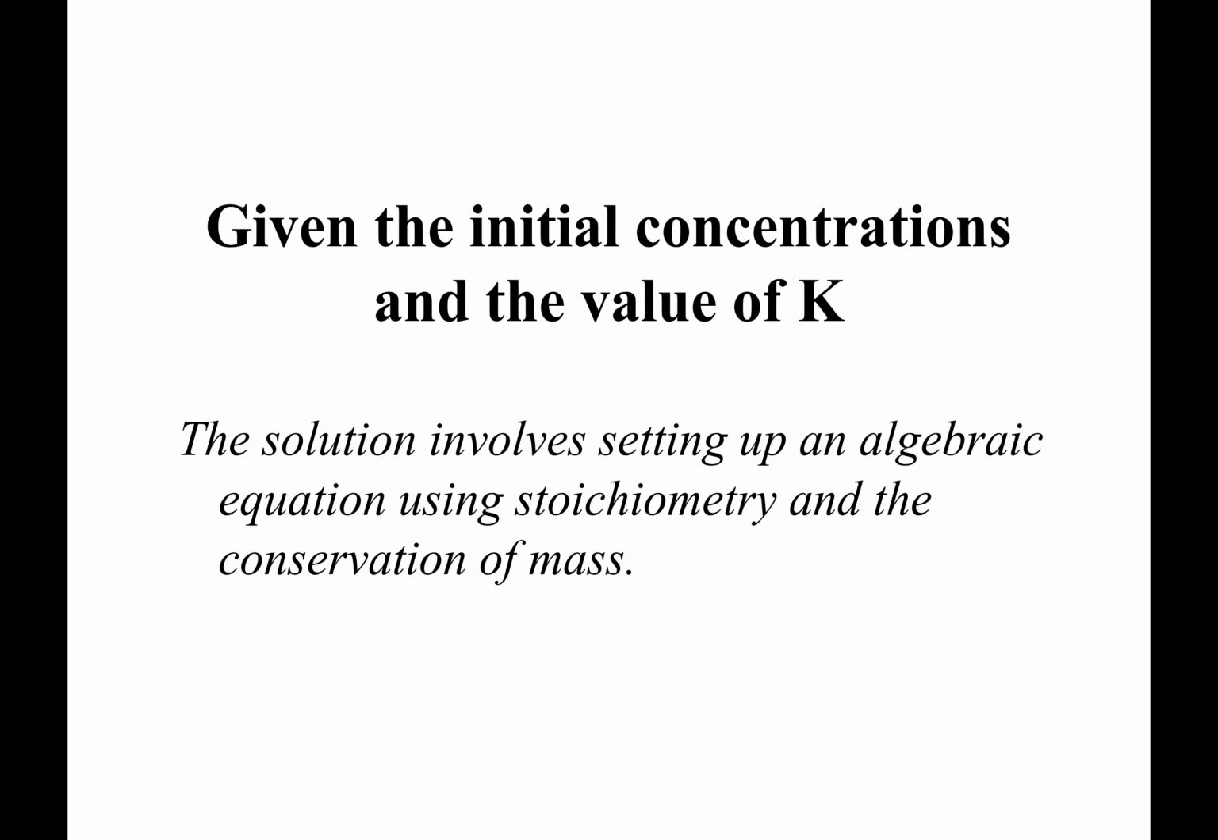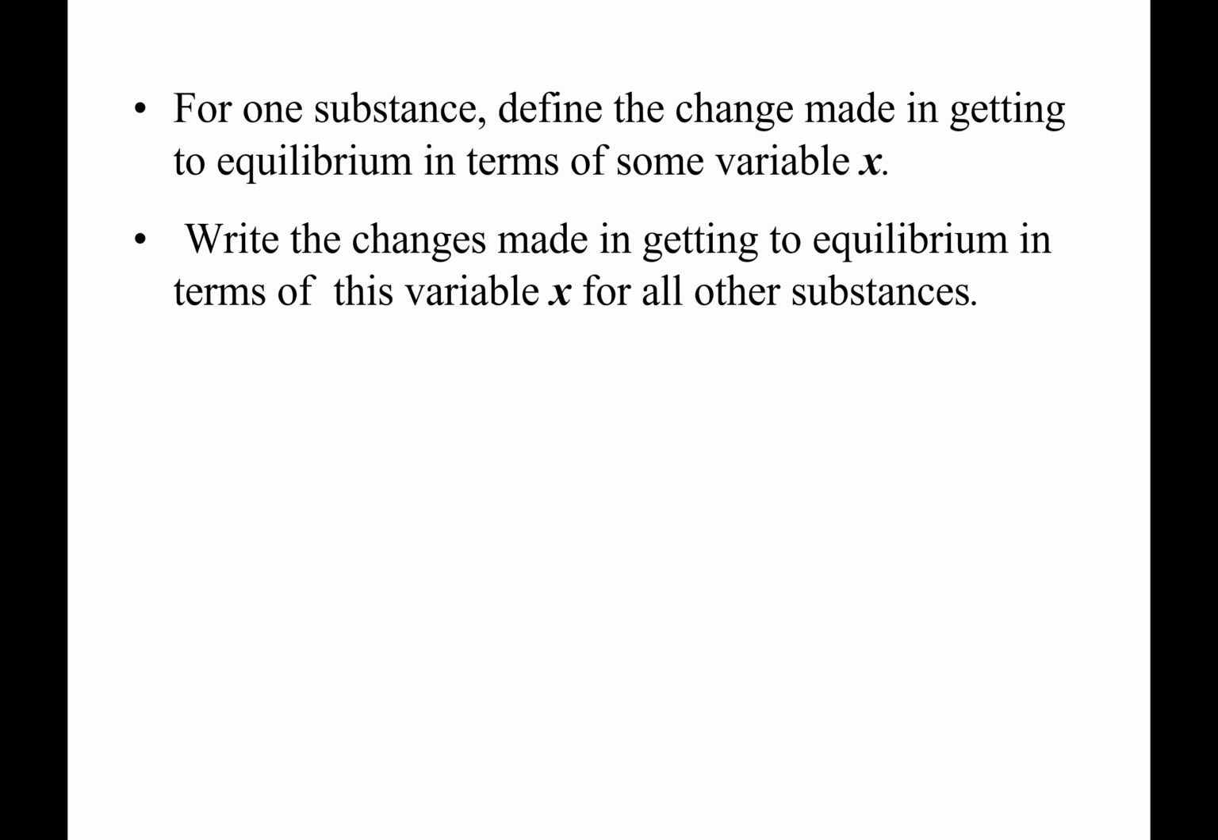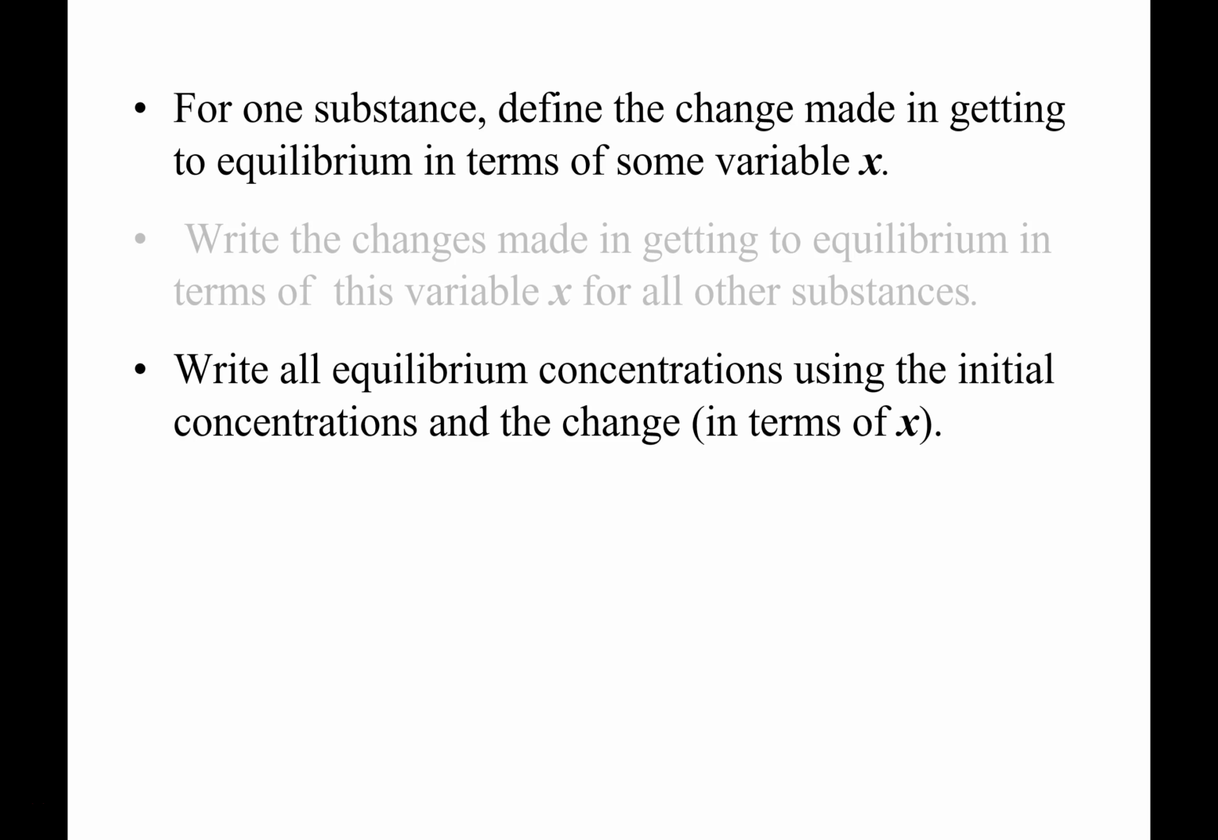In this case, hopefully you saw the ICE table. We're definitely going to use the ICE table approach. I just think it helps keep us organized. So let's take a look at what that looks like. In our ICE table, we have the initial concentrations set up. Our next row is going to be the change in concentration in terms of some variable. We're going to make that x. We're going to use stoichiometry to know how much x goes for each species. We call that the change, and then we take the initial, apply the change, and get the equilibrium concentrations.